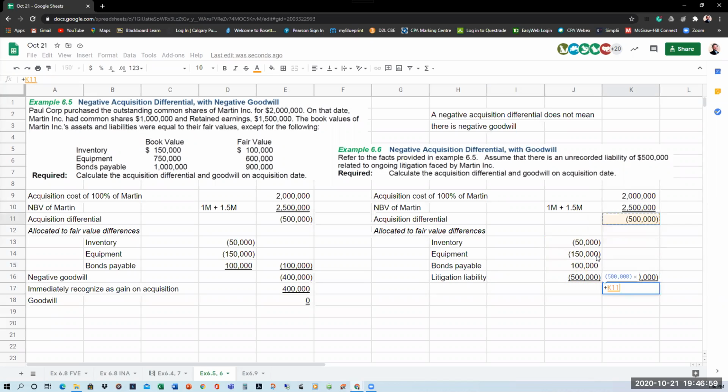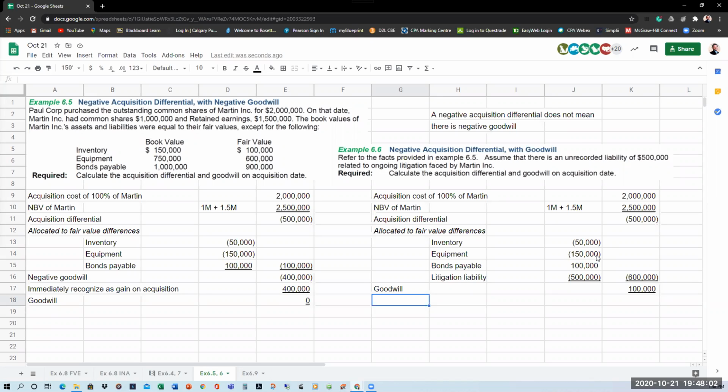Now, if I subtract negative 600,000 from the acquisition differential of negative 500,000, because minus of a minus becomes a plus, I end up with positive 100,000. That positive 100,000 is the goodwill. So in this scenario, even with negative acquisition differential, we end up with positive goodwill. The reason is that the fair value differences were an even bigger negative than the acquisition differential. When I allocated the negative 500,000 acquisition differential to the fair value differences and found they were a bigger negative number, negative 600,000, I'm left with goodwill of $100,000.